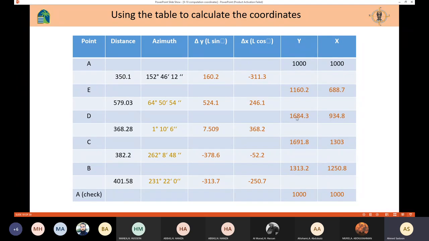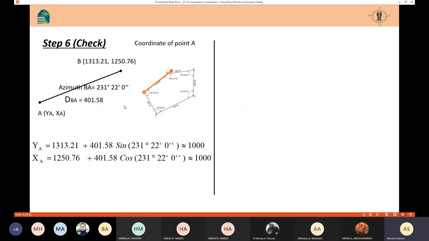Then the value of Y is going to be this one plus that one. The value of X is going to be this one plus that one. And so on until I go to the starting point, which is A, as a check for me. So this table is going to simplify my work. You can use this table in order to determine the coordinate, or you can use this method here.